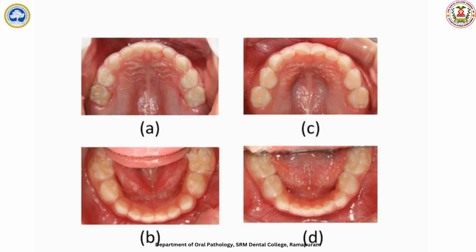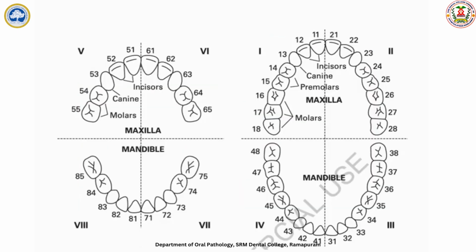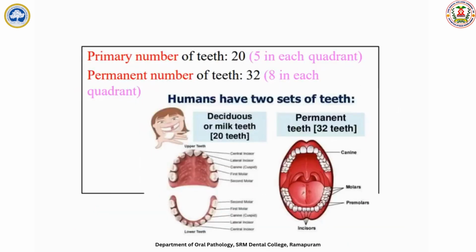See, this is the dental formula. You have 2 incisors, a canine and 2 molars, whereas in case of your permanent it is 2 incisors, a canine, 2 premolars and 3 molars. So the number of teeth is 20 in case of primary, and in case of permanent it is 32.